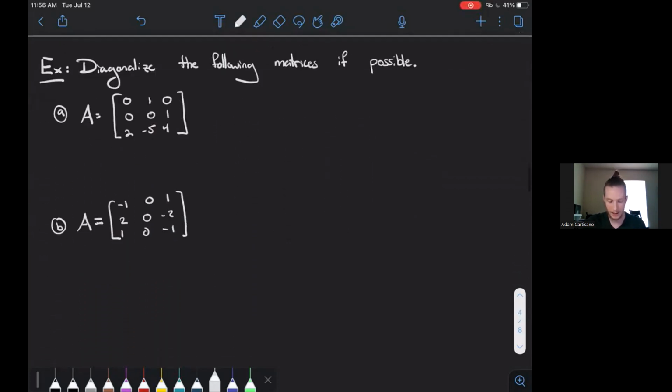Okay, so let's diagonalize the following matrices if possible. You may recognize these matrices from the last video. We were computing eigenvalues, eigenvectors, and eigenspaces of n by n matrices, and these two showed up as examples. If you remember, this first one had eigenvalues lambda 1 equals 1 and lambda 2 equals 2.